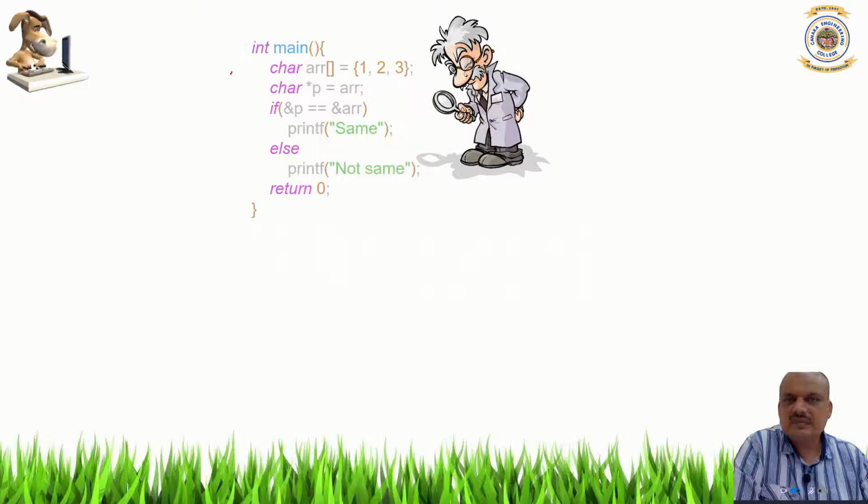Let's look at this piece of code. I have a character array which is initialized with 1, 2, and 3, and then I have a character pointer which points towards the array. Then I have: if &P is equal to &A, print same, else print not same. So what gets printed out? Are these the same? In fact, they are not. So not same gets printed out.